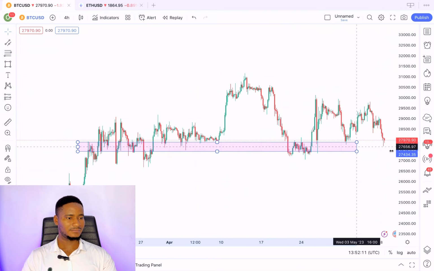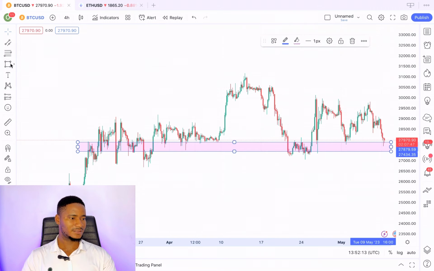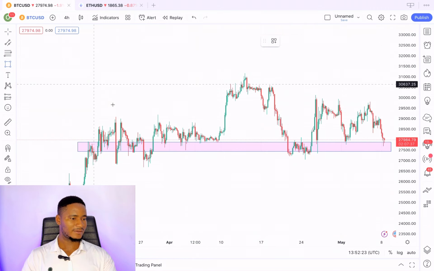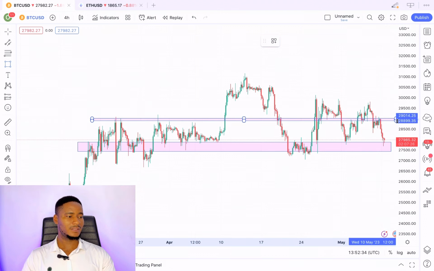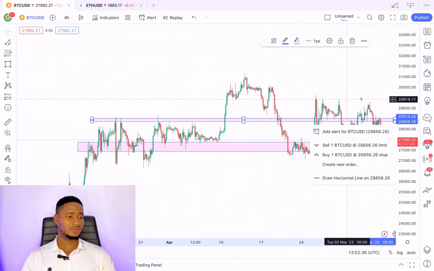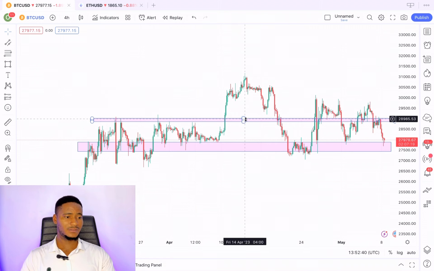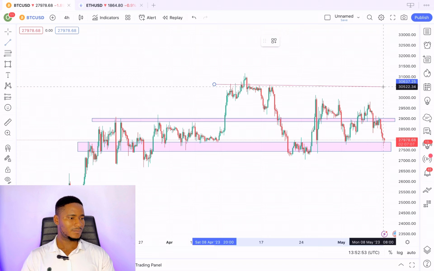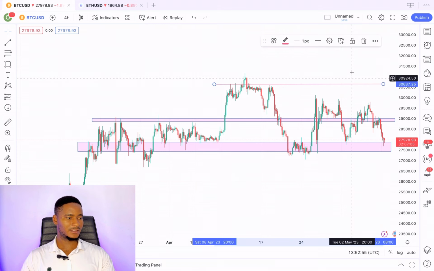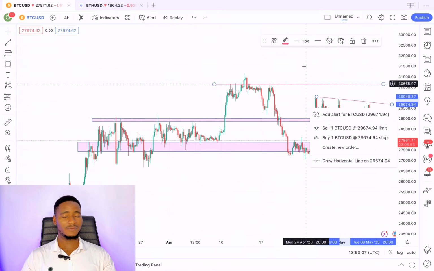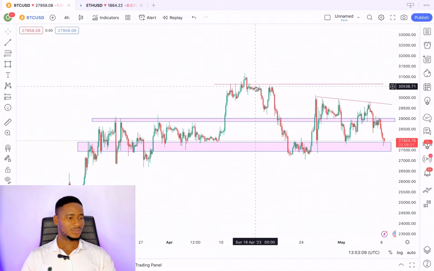This is just to give you an insight. We have another one here for the Bitcoin. This is not well calibrated, so I am just giving a rough analysis so that you understand what I'm talking about. So there's a resistance level here, and those are the various support and resistance levels.